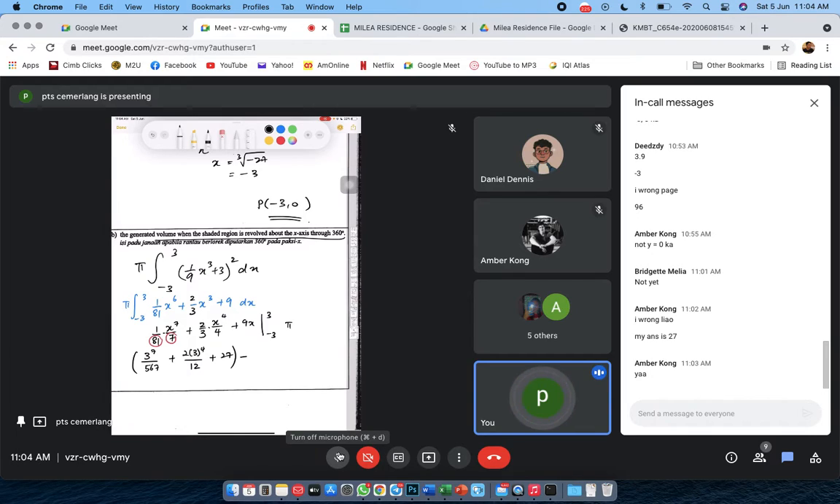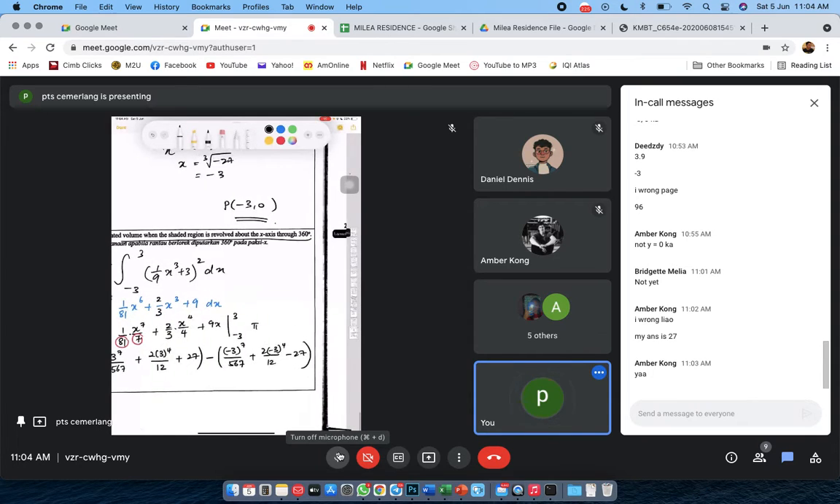And then minus, open bracket again, negative 3, put it inside. Negative 3 times, negative 3 to the power of 7. Okay, bawah tu 5, 6, 7. And then plus 2 times negative 3 to the power of 4 over 12. And then minus 27. Okay. And then at the back, you have a pi. All right.